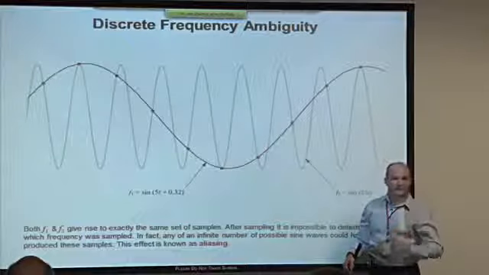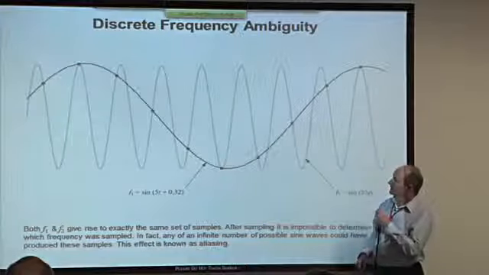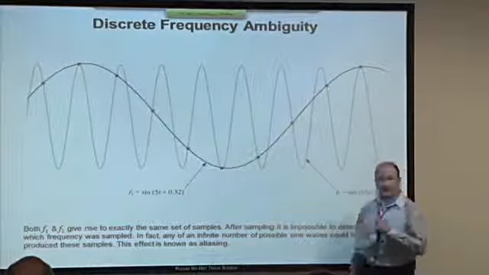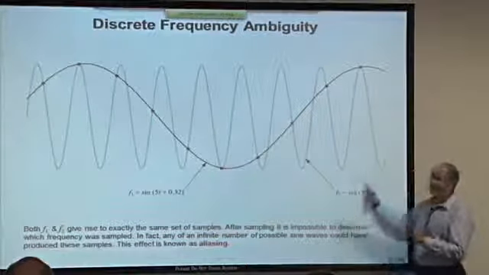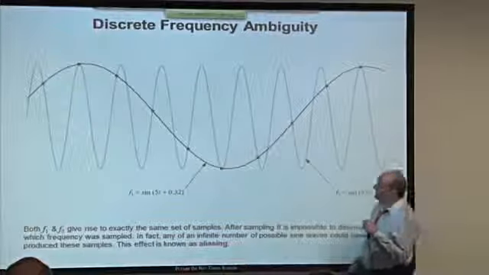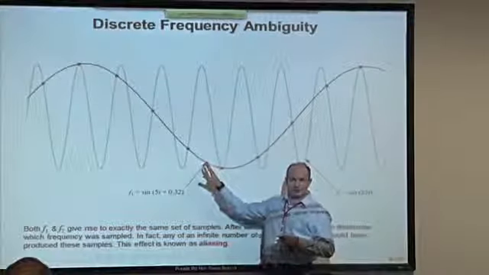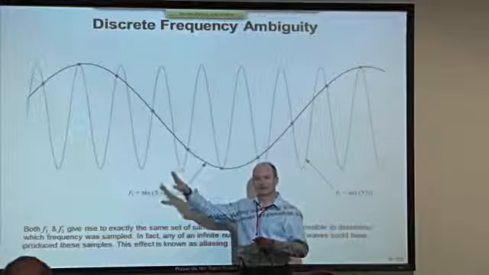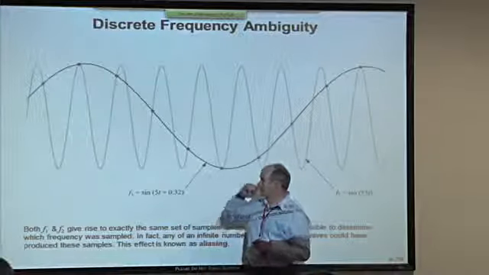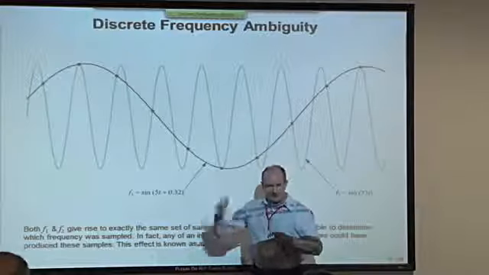Clearly, we don't know which of these sine waves caused this set of data points. And in fact, there are an infinite number of other frequencies as well that I could draw on here that would give me the same set of data. Now, this is due to the interaction between the sample rate and the incoming frequencies of sine waves. So let's look at that.